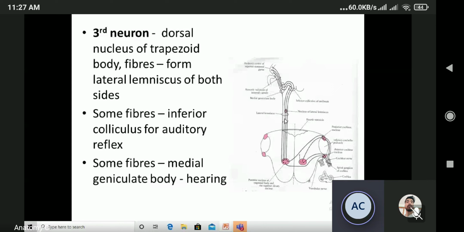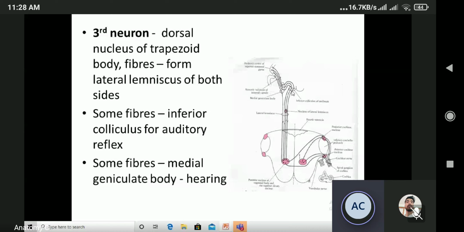Okay, so these are the two cochlear nerve nuclei here, ventral and dorsal. Then they run towards the dorsal nucleus of the trapezoid body. From the trapezoid body, you can see a number of fibers. Here they form the lateral lemniscus, and some fibers run towards the inferior colliculus, which is mainly responsible for the auditory reflex, and some fibers go towards the medial geniculate body, which is responsible for hearing.